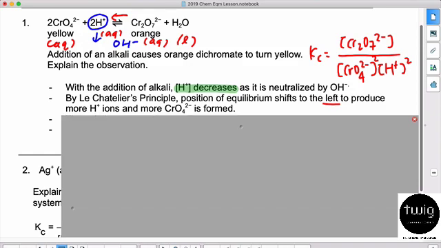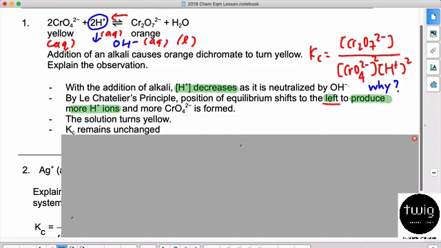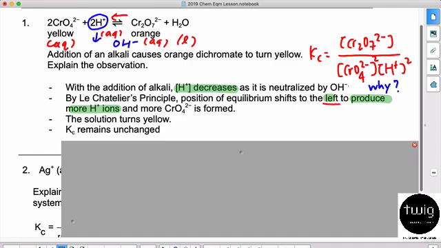So I want to see you write not just shift to the left. The why part is to produce more H plus ions. Right there, if you don't have this, you'll be losing some marks. To produce more H plus ions is a marking point. Just shift to the left, that's it? You must say why. The why part is always important when you do LCP: to produce more H plus ions. As you produce more H plus ions, you know that you get more of this. So the solution will turn yellow. Kc remains unchanged.